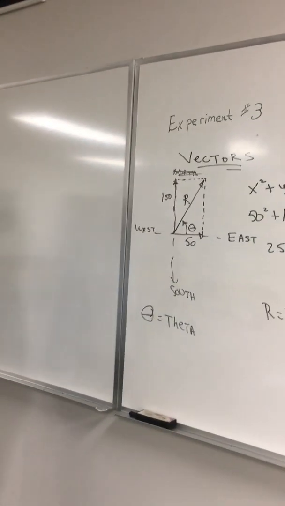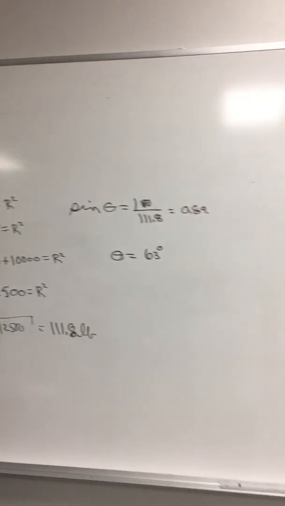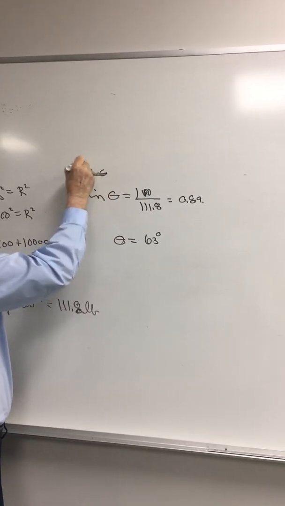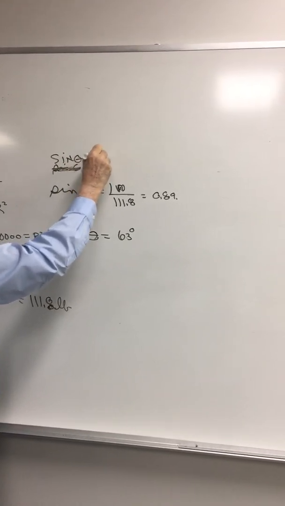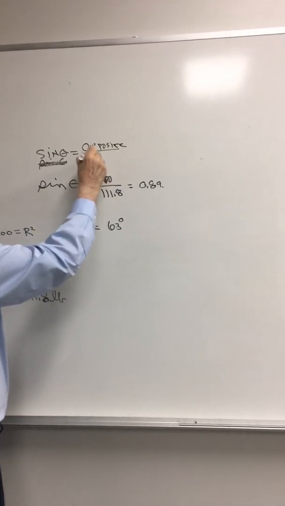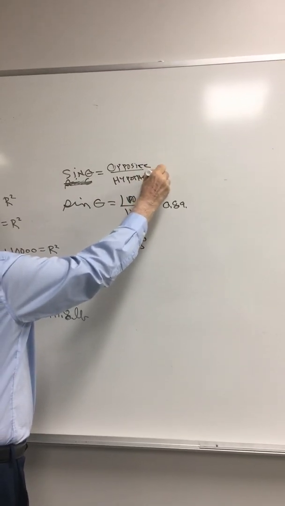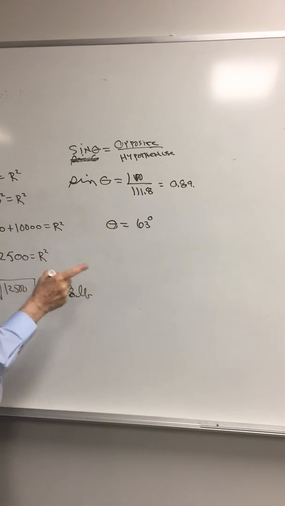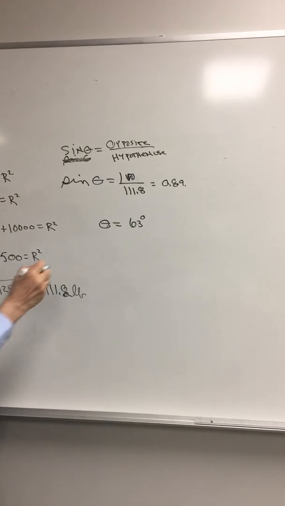Now you have to use sine. The sine, S-I-N-E, but S-I-N, is the opposite over the longest side, which is called the hypotenuse. So 100 divided by 111.8, it's about 0.89 as I recall. You look it up though. And the angle comes up to about 63 degrees.